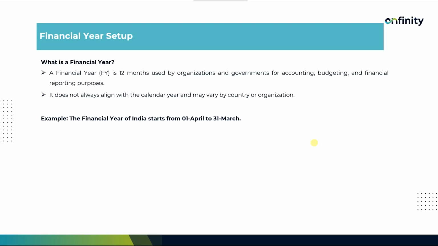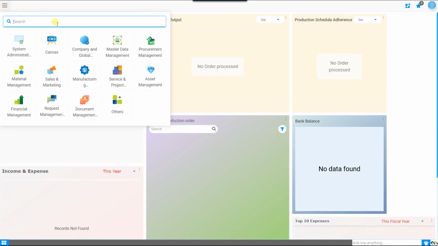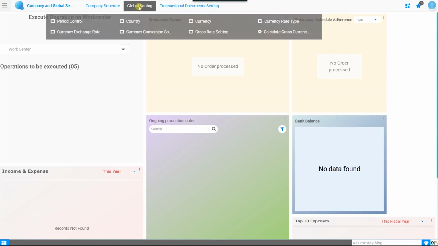Let's move to the system and see how we can create the financial year in the Onfinity ERP system. Enter your username and password to log in. Search for Period Control from the menu search utility. Alternatively, you can navigate through Company and Global Settings, and under Global Settings, you will find the Period Control window. Click on Period Control to open the window.